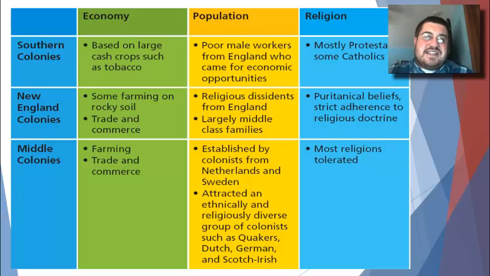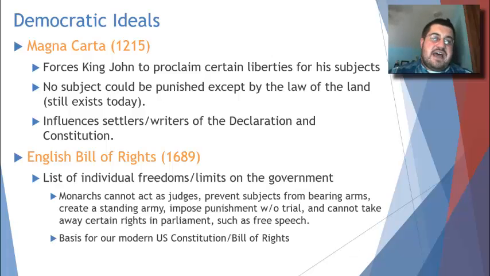So the democratic ideals of the colonists were formed by these 2 documents. One is called the Magna Carta, and we're going all the way back to 1215 for this. It forces King John to proclaim certain liberties for his subjects. Before that, it was the king can do whatever he wants. But now he is basically forced under duress to sign this document giving certain liberties to his subjects. One of them was that no subject could be punished except by the law of the land, and that still exists today.